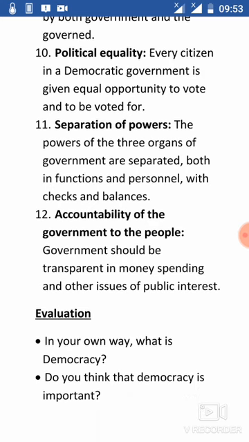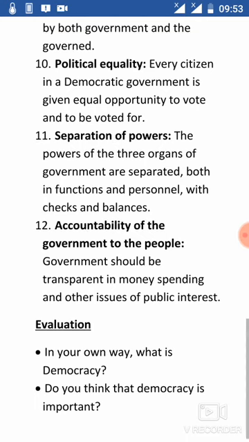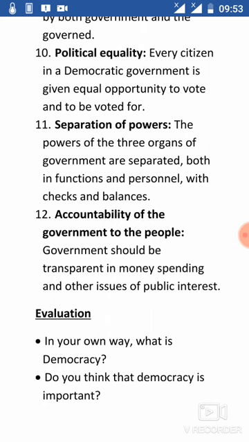Number 12, accountability of the government to the people. Government should be transparent, especially in money spending and other issues of public interest. They should be able to explain to the people how monies are spent and how government policies are implemented. Now, in summary, the government should be responsible, accountable, and responsive to the people that voted them into power.